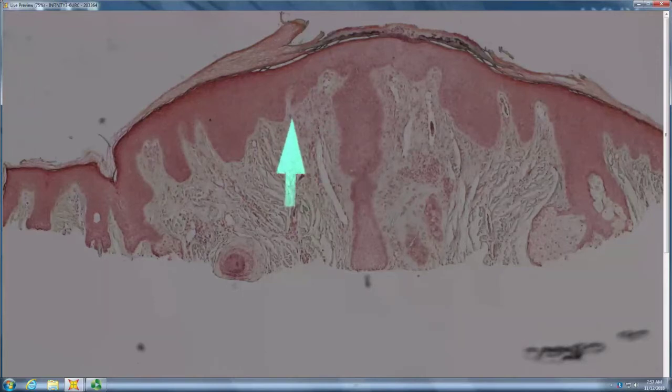And you have these plump fibroblasts, some of them stellate, and a lot of this fibrosis is both perivascular and periadnexal. It's more angiofibroma. Angiofibroma, fibrous papule of the nose. Very good.